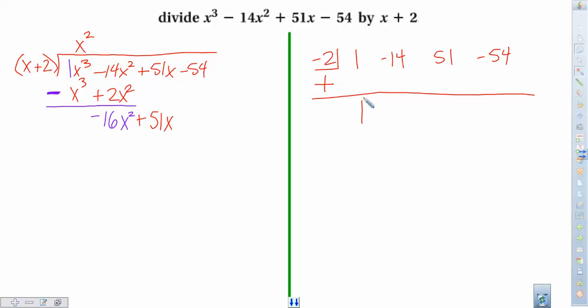So -2 times 1 would be -2. I'm going to drop a -2 right there. And now I am going to add those two together. So what's -14 plus -2? Isn't that -16? Pause right now and take a look. Think there's a connection there? There is. Okay, we're on to something here.